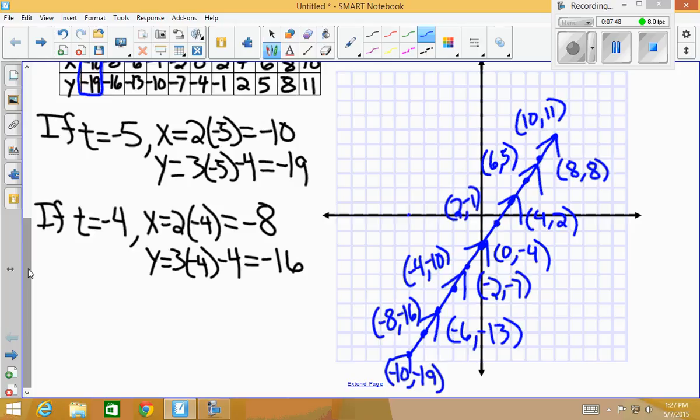Notice that this curve does have 2 endpoints, and they are distinct, so the curve is not a closed curve. The endpoints are -10 and -19, and 10, 11 are the endpoints. Here's an example of a closed curve sketched using a table.